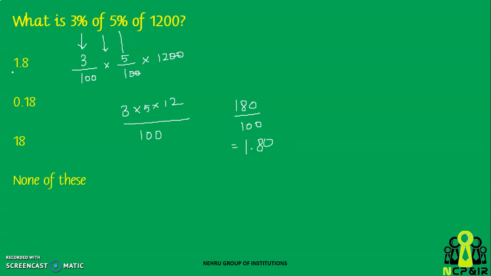1.80 or 1.8 will be the answer for this one. Got it? So it's very simple. So whenever you have percentage, just divide by 100, replace of by a multiplication symbol and go ahead. Let's see a few more problems, you will understand it better.